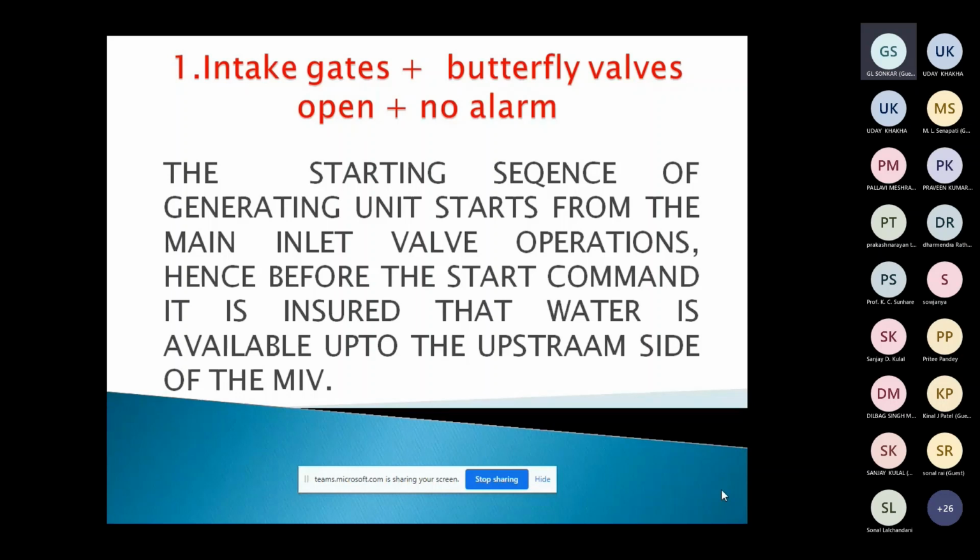Of the three, if any one is 0, the AND gate output will be 0 and your LED will not be glowing. So this is the first condition: water should be available in the upstream of the MIB. So all the three you have to check. You just have to make a call to the operators whether this is physically open or not.